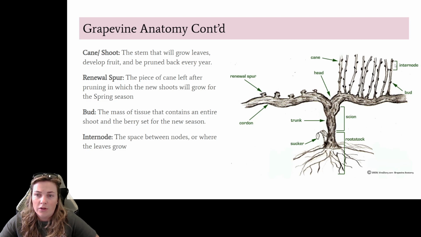So the internode is basically the space between the nodes, right? So between buds, there's actually a structure of the cane where it has like a diaphragm and these little nodes in between each one. So that is the internode. And then the leaves will grow directly where the buds were.